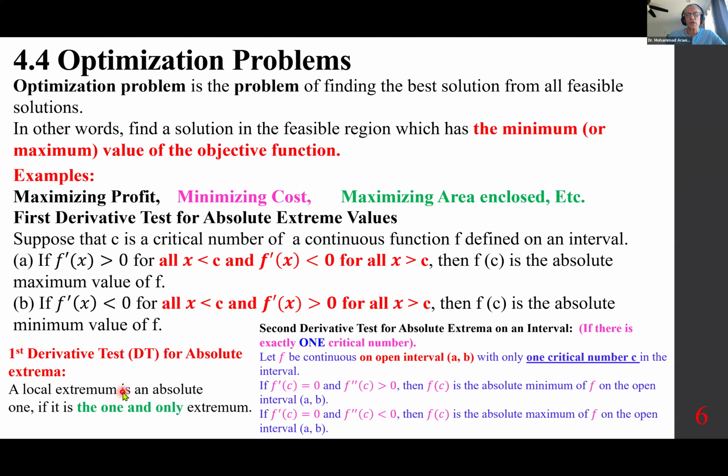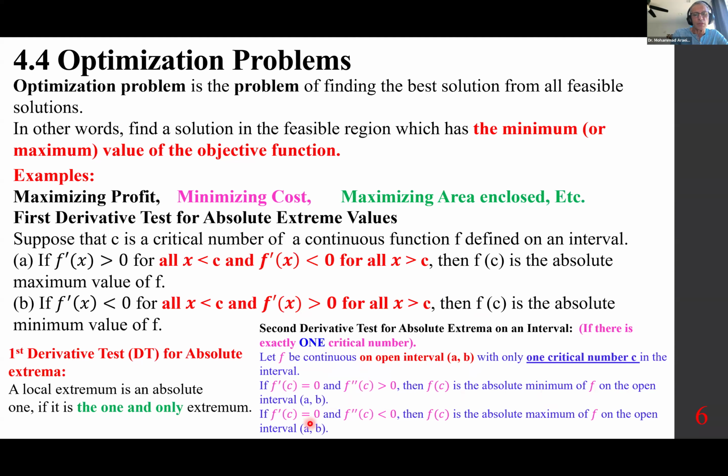The second derivative test for absolute extrema on an interval, if there is exactly one, and that's really the key, one critical number. Let f be continuous on an open interval from a to b. We're talking about an open interval and one critical point. With only one critical number c in the interval, if f prime of c is 0 and f double prime is positive at c, then f of c is the absolute minimum on the interval from a to b, because if it's positive, it's concave up.